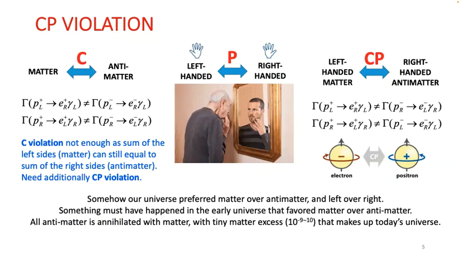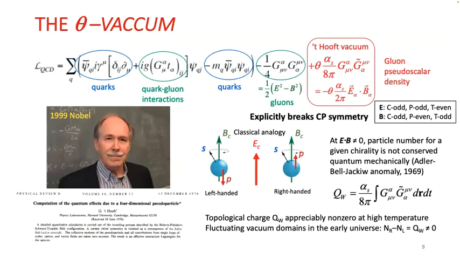Okay, all right. So yeah, somehow you have more matter than antimatter. You have a left-handed universe rather than a right-handed universe. By the way, the matter excess is 1 out of a billion. So 1 proton per billion photons, if you will.